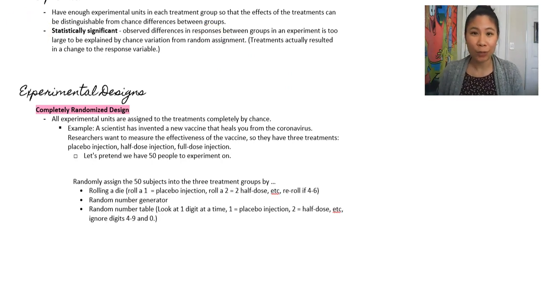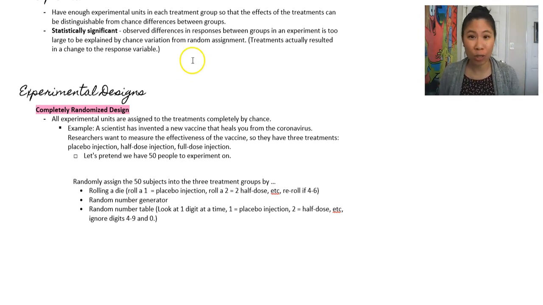We could even use the random number table like we talked about last time. If we're doing something like that, we would need to make sure that whatever numbers we look at, again, have that same chance of being chosen. So I could say, look at 1 digit at a time. 1 would stand for the placebo injection, 2 would stand for the half dose, and so on. But then we would need to make sure we state that we ignore digits 4 through 9 and 0, because 0 is also a digit. So these are all examples of ways you can randomly assign your subjects into treatments.